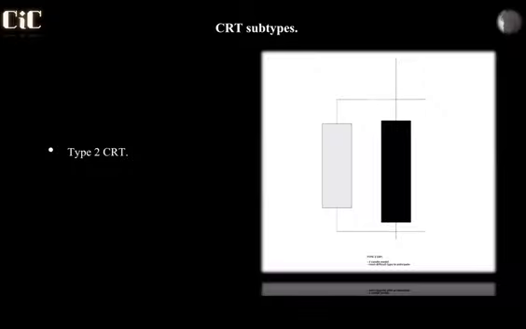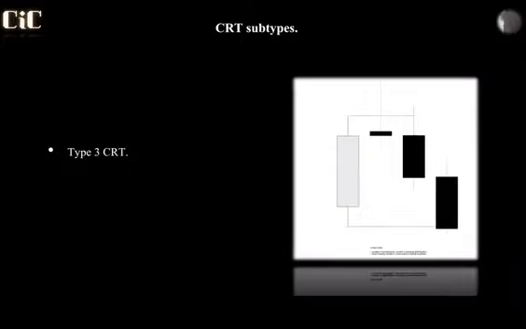I saw someone on Twitter a while back showed me a Type 2 CRT as proof that CRT didn't work, while in fact it's proof that CRT does work and has subtypes, which you need to study. Type 2 CRT, candle 1 and candle 2 only, and that's it. Or vice versa, right? Bearish candle, bearish CRT is going to be a bullish candle. Type 3 CRT is candle 1 accumulation, candle 2 manipulation, and then candle 3 onwards distribution. So more than 3 candles.